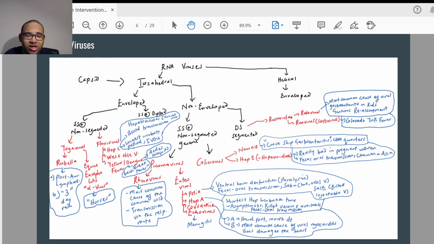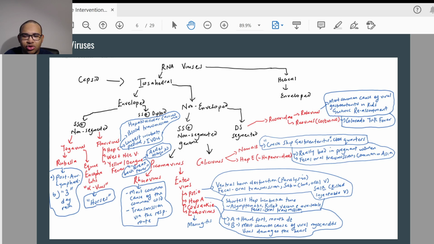We also have the West Nile virus under the flaviviruses, and then we also have yellow fever and dengue fever. Remember, dengue is transmitted by the Aedes mosquito, and it's the thing that causes this breakbone fever, right? And then under the non-enveloped RNA viruses, we have the positive sense, non-segmented, right?